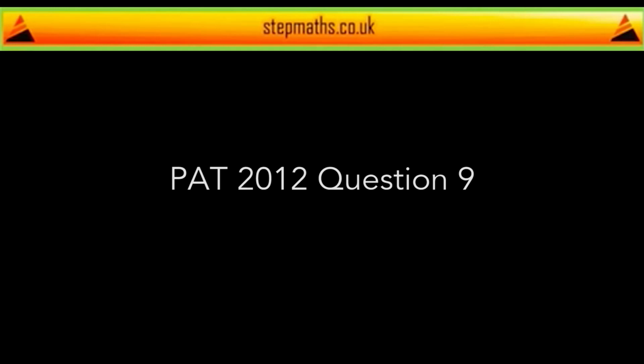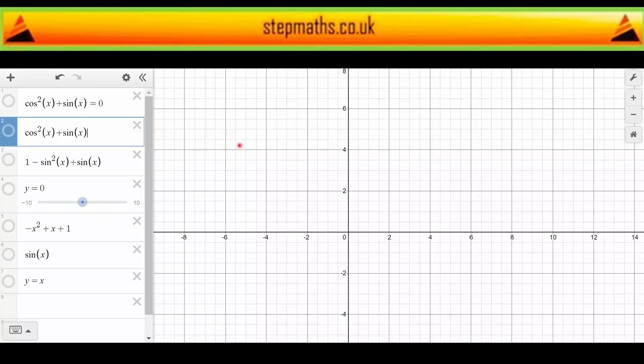This is question 9 from the 2012 PAT. In this question, we're asked to solve this trigonometric equation, or in other words, we're asked to find where this trigonometric function intersects the x-axis, because it's y equals 0.